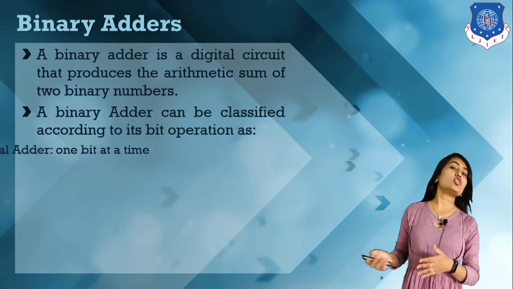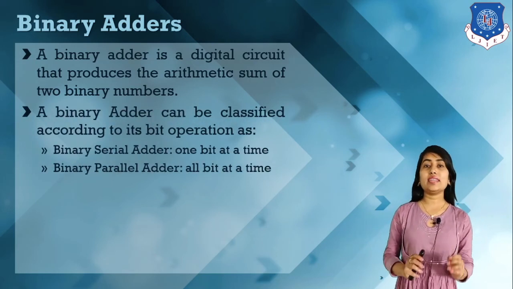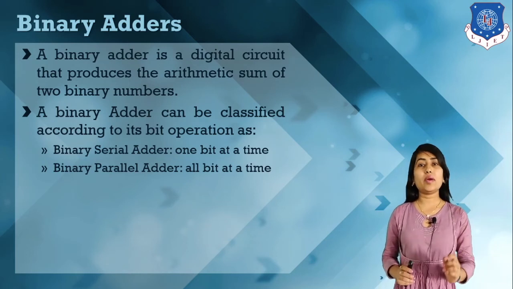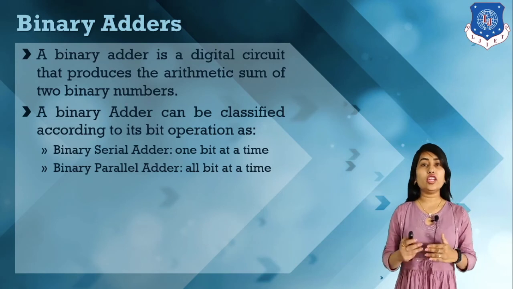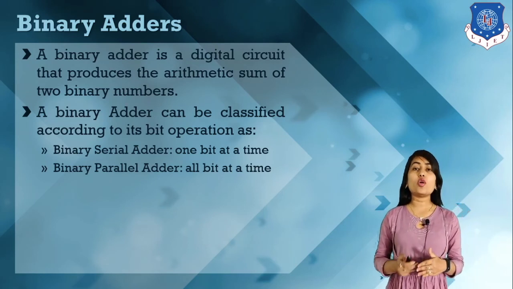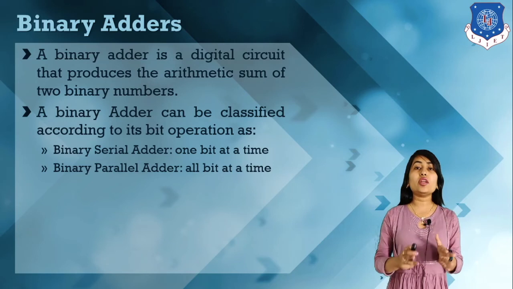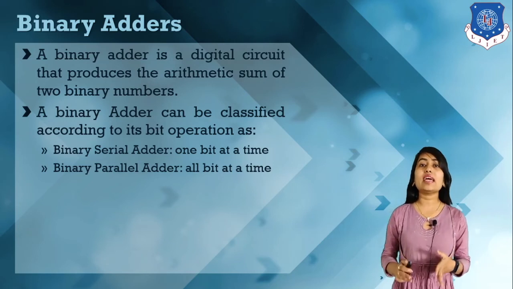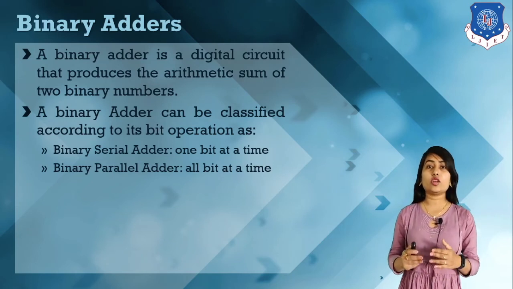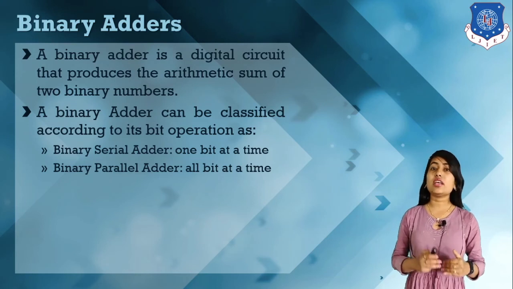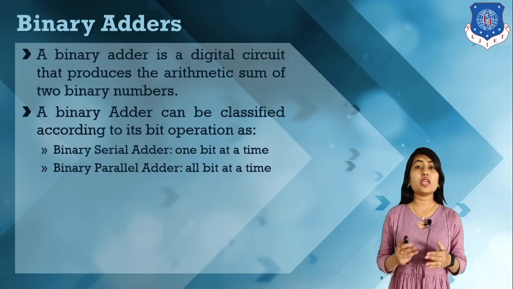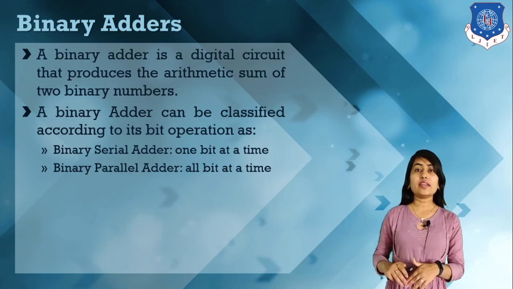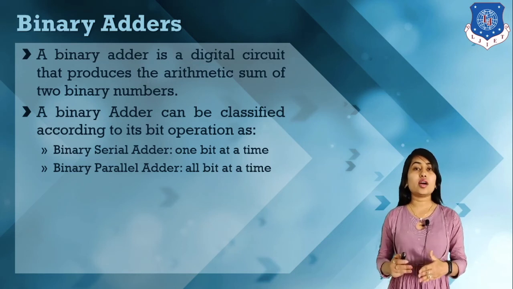Here we have two types of adder, that is binary serial adder and binary parallel adder. Binary serial adder means an adder in which addition is performed bitwise, one bit at a time. Here data is transferred serially, that means one bit at a time, and in a binary parallel adder data is transmitted parallelly, that means all bits are sent into the inputs and we have an output accordingly.